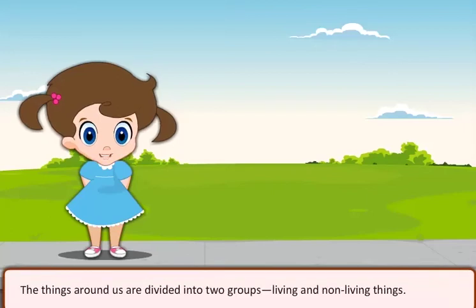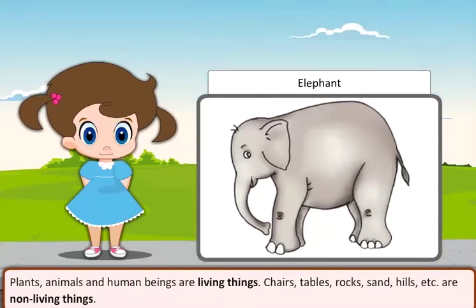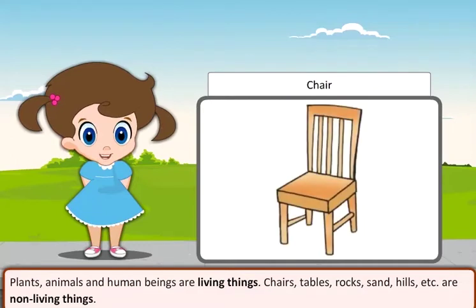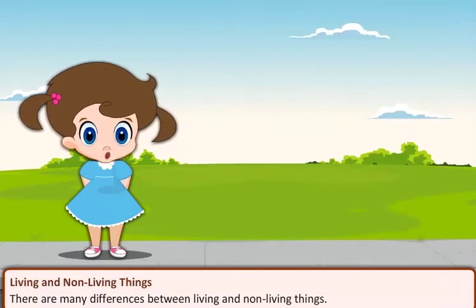The things around us are divided into two groups: living and non-living things. Plants, animals, and human beings are living things. Chairs, tables, rocks, sand, hills, etc. are non-living things. There are many differences between living and non-living things.